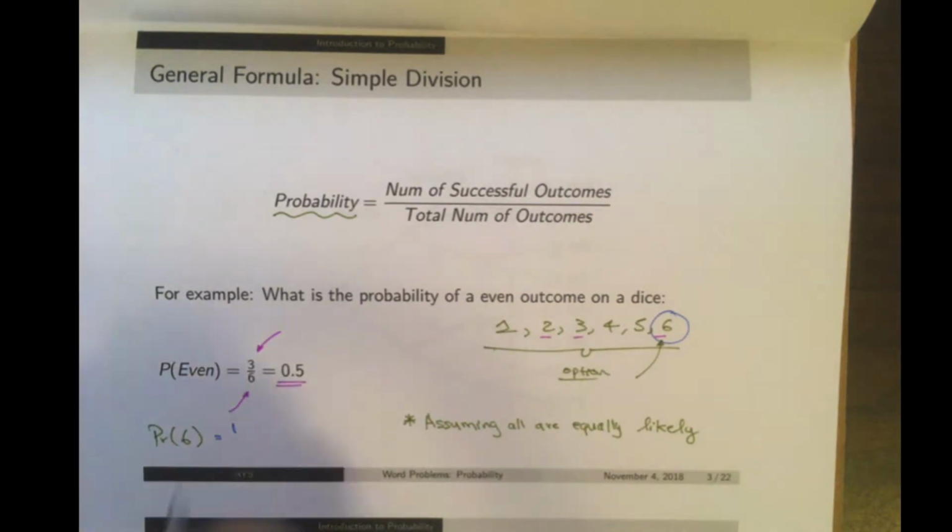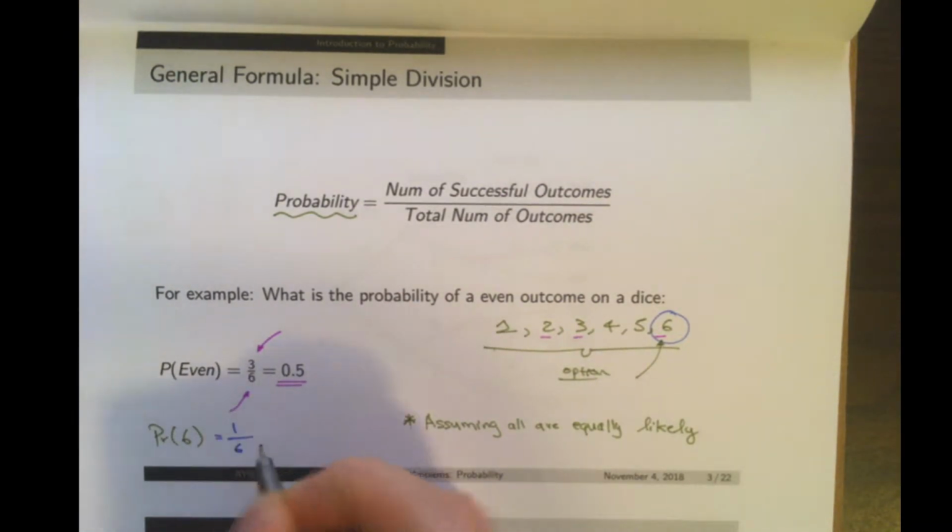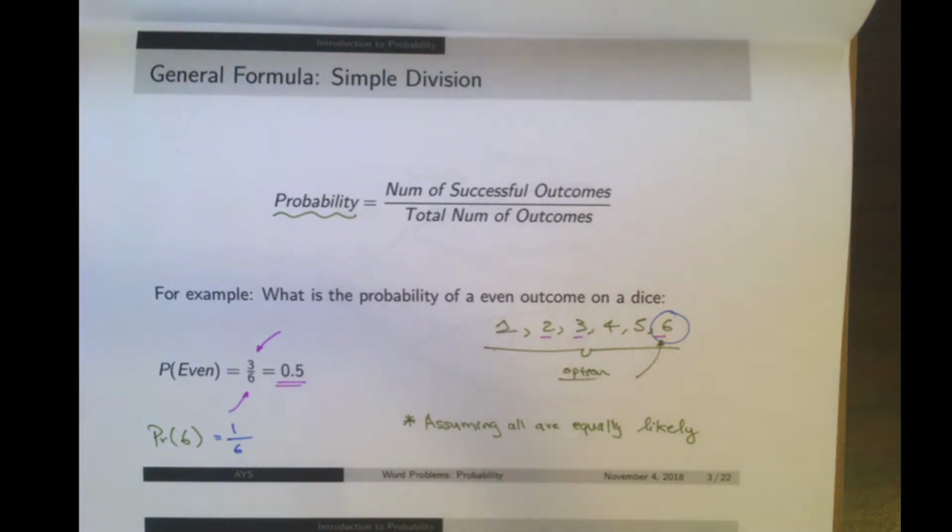How many total options are there? There's 6 total options. So that's the probability, 1/6. 1/6 is about 18%. Now if he says, well, this is a trick dice, and it's a trick dice in a way that it lands on 6 twice as likely as it's supposed to. It's only supposed to land on 6 1 out of 6 times, but because it's weighted in a certain way, it actually lands on 6 twice as likely as it's supposed to.